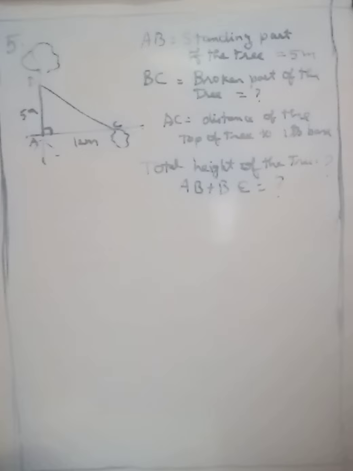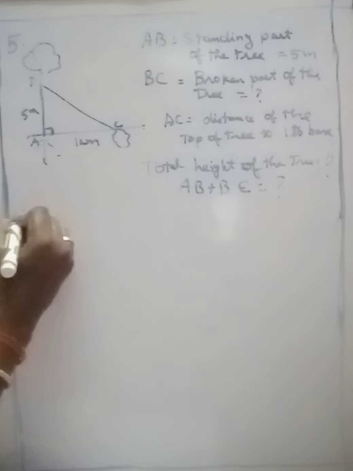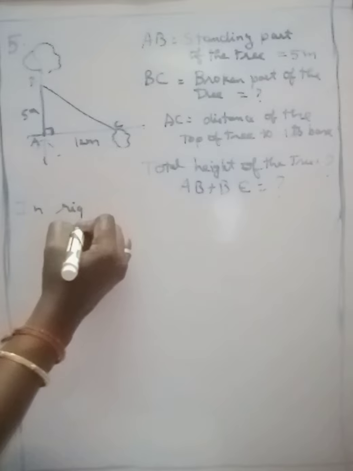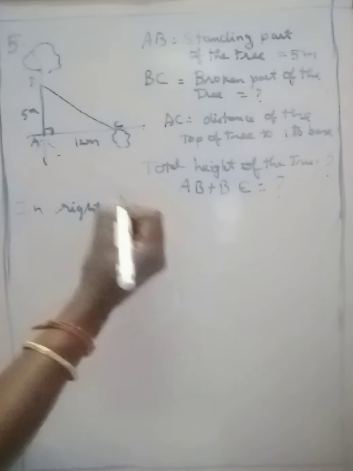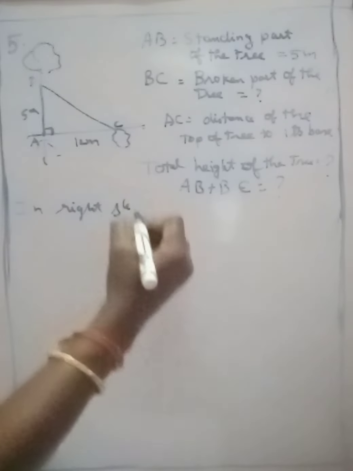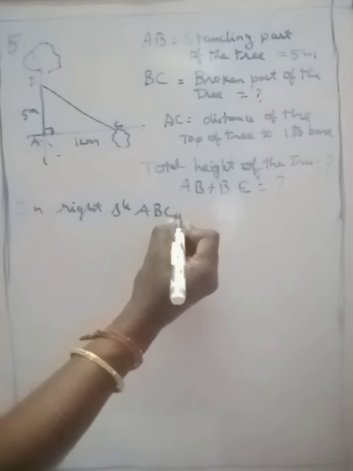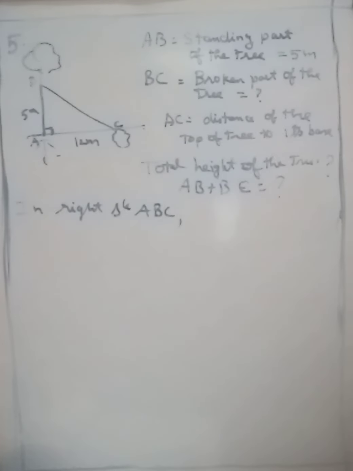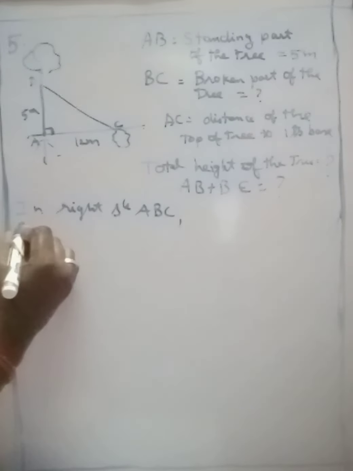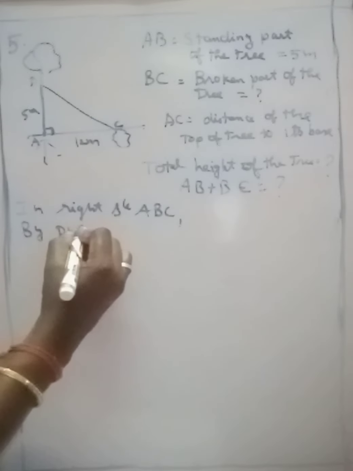Children, you remember that like this you will have more and more sums in your higher classes in 10th and 12th. So you have to understand the word problem and draw the picture correctly. Okay children, this is 90 degree. So in right triangle, what is the right triangle? ABC. In right triangle ABC, by Pythagoras theorem.